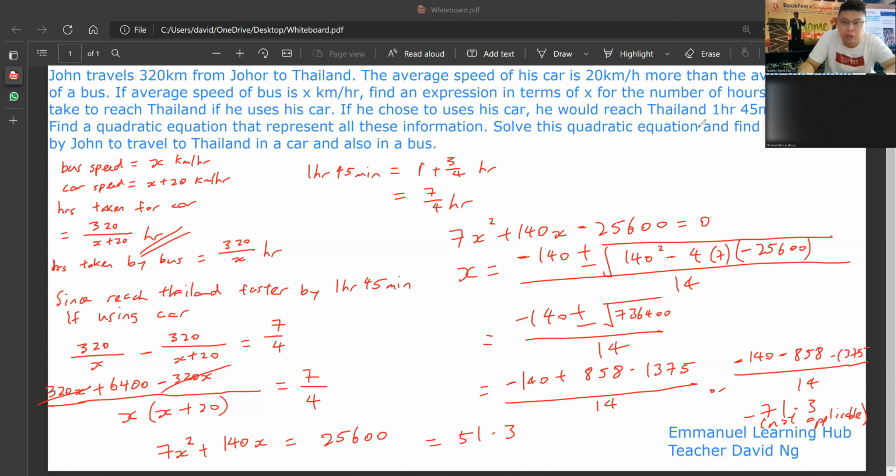Then, time taken by John to travel to Thailand in car and in bus. If I have the speed of the bus, I have the speed of the car. So bus is 51.3, car would be 71.3, plus 20. So I have the speed of both. I can find the time taken already, since I have the distance to travel.